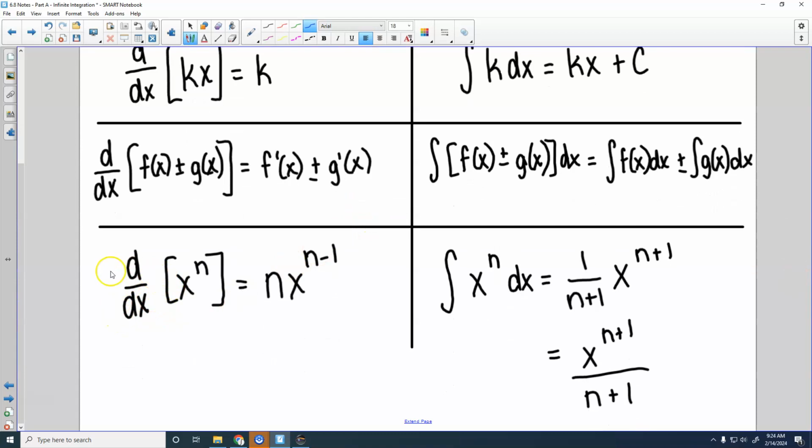Our rule for our derivative is that we multiply out front by the exponent and then subtract 1 from the exponent. Our rule for our integration is that we add 1 to the exponent and divide out front by that number, which we've already kind of looked at.